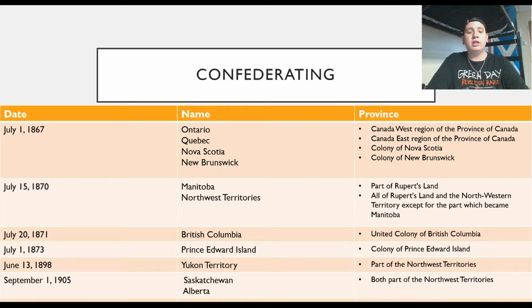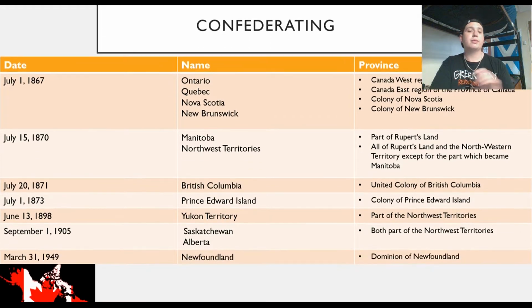June 13th, 1898 would be Yukon Territory. And then September 1st, 1905 would be Saskatchewan and Alberta. And then March 31st, 1949 would be Newfoundland. And then you can see the provinces there that made up those names and the Confederation. So all those would join by 1949, creating Canada. And then in 1999, Canada would also get a little more land, but I don't have that on here because I was just talking about the direct effects of the Dominion of Canada in the early times.